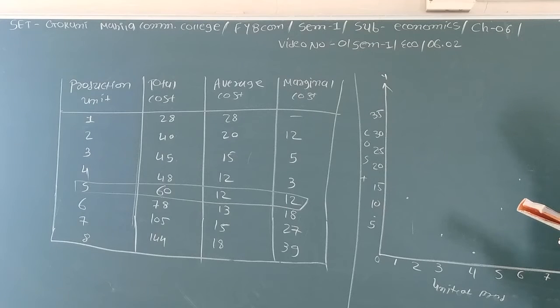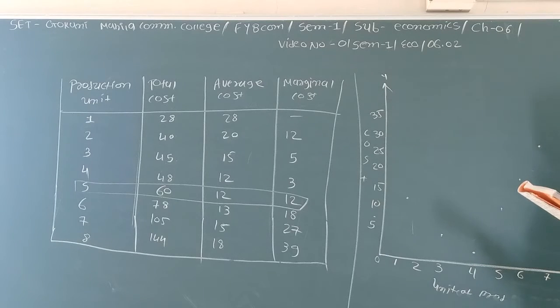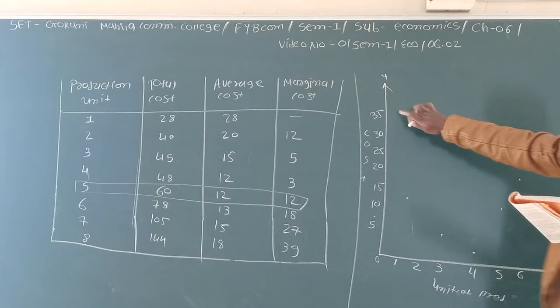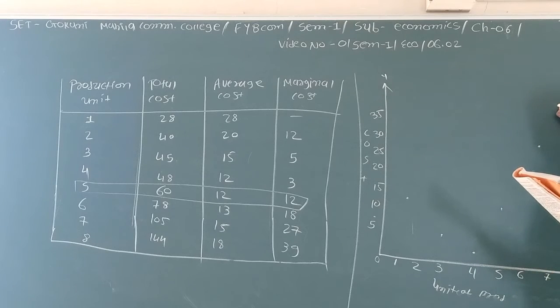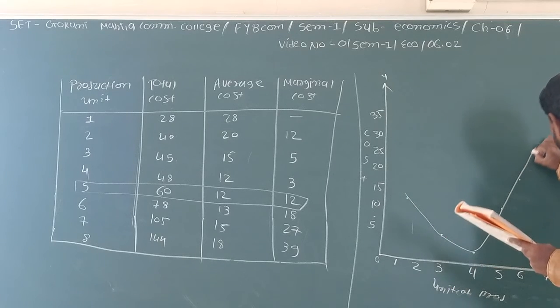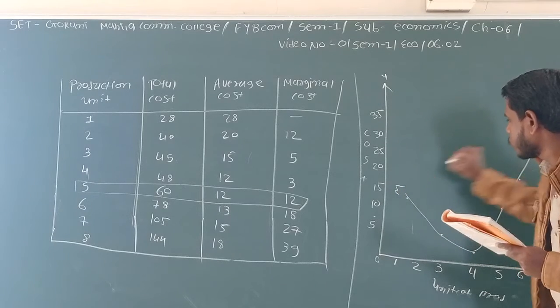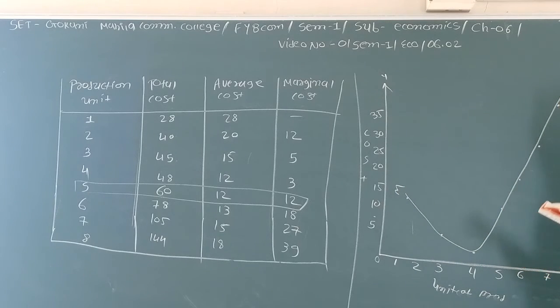Okay, ₹27. So it could be here. And on the eighth it is highest, that is 39. 35 you can draw here. So basically this is the marginal cost curve.